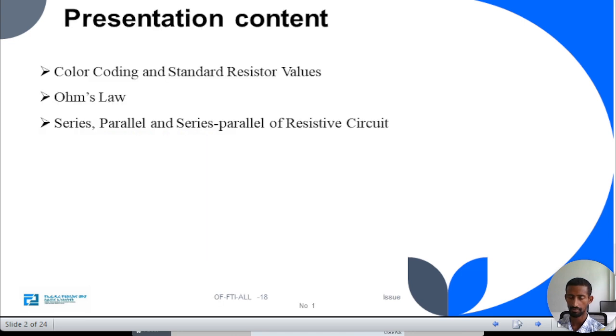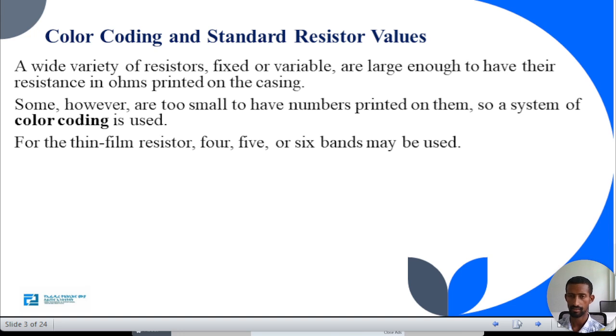In today's class, we'll see about color coding and standard resistor values, Ohm's law, series, parallel, and series-parallel resistive circuits. The first subtopic is color coding and standard resistor values.